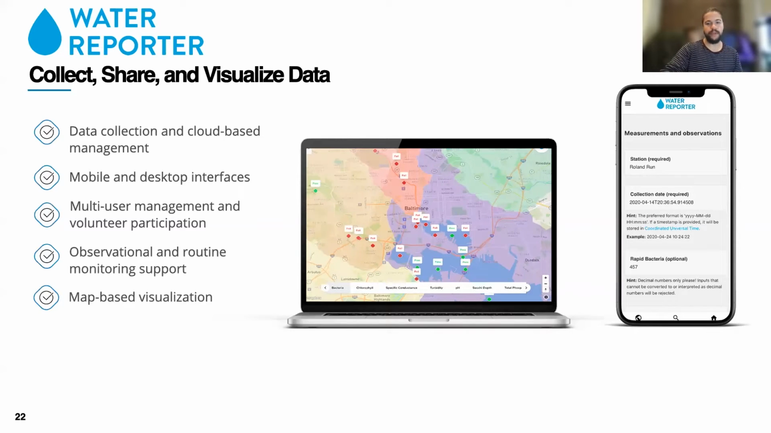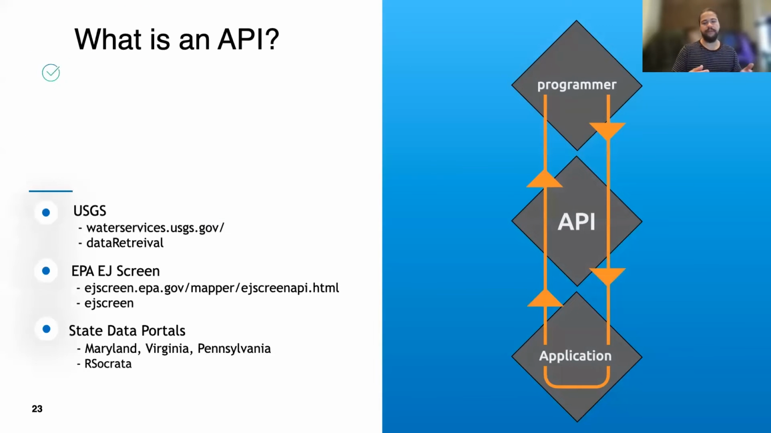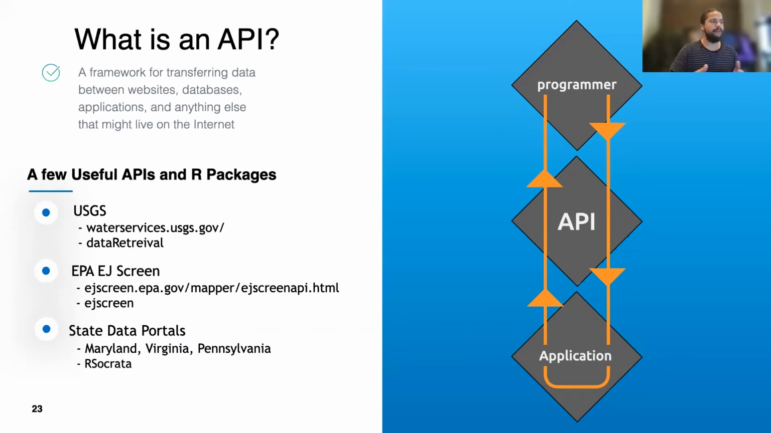data. So now we're going to talk a bit about the Water Reporter API, but briefly, I just want to talk about APIs in general. So you might have heard that term, but what is an API? An API is a framework for transferring data between websites, databases, applications, and really anything else that might live on the internet. So if you're in 2022 and you're using the internet, you are interacting with APIs, often without even knowing it.